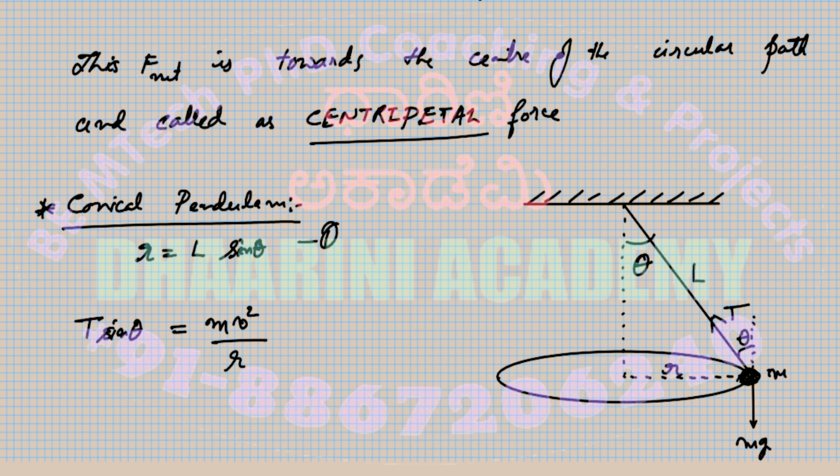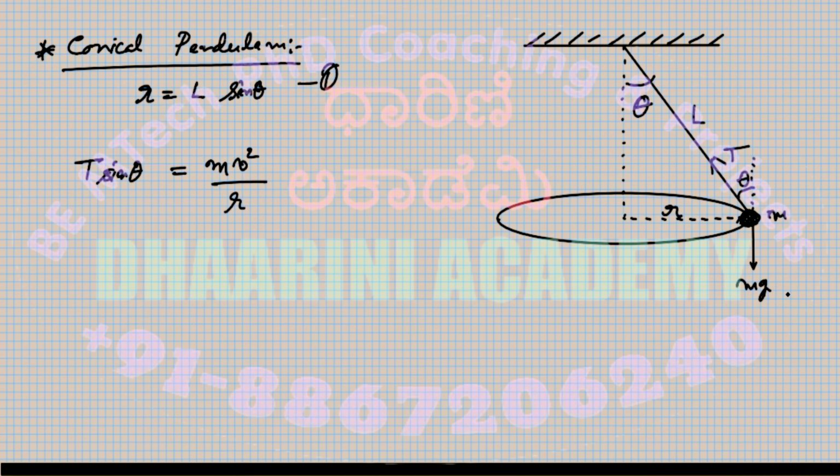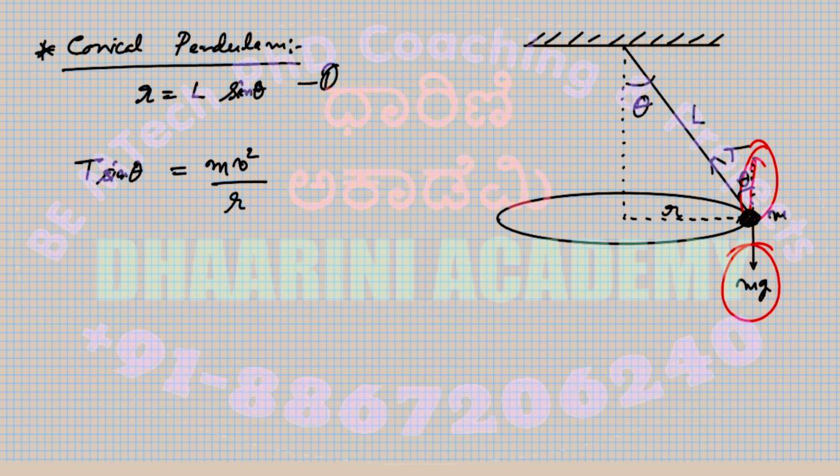Then another component is there. Whatever is the weight of this object, that is mg, should be compensated by another force, that is the upward force, like this. So this force and this should match. So those are the two things which we need to consider when we solve the problems, or when we write the equation, or when we try to model the problem related to the conical pendulum.